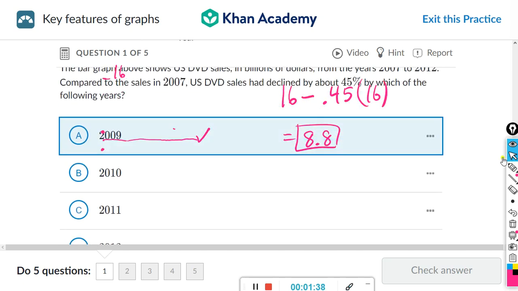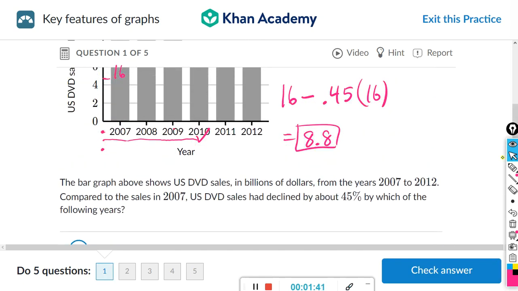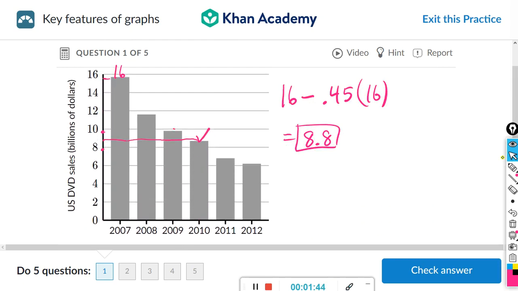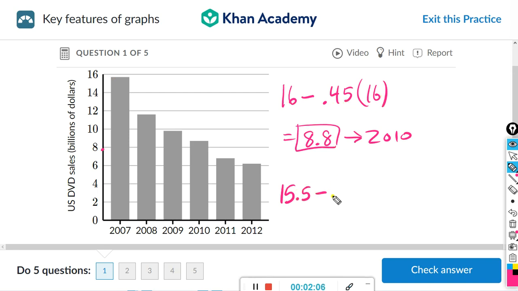All right, so they have both of them. Let me make sure before I click on it. I think it's 2010, but let me try calculating another way. Since this was 16, we rounded off. I think maybe this is closer to 15.5. So let me try it one more time. I'm going to do 15.5 minus 45% of 15.5 on the calculator. Round it off, I get 8.5.